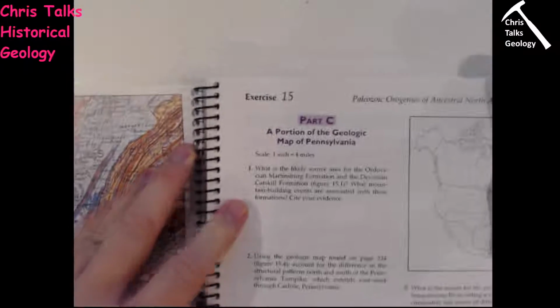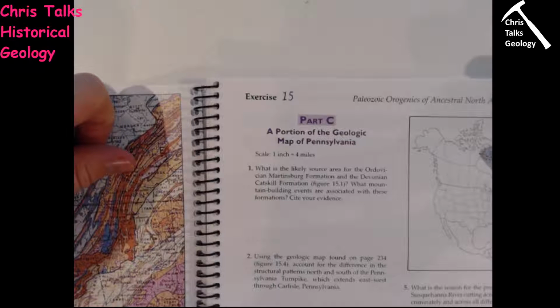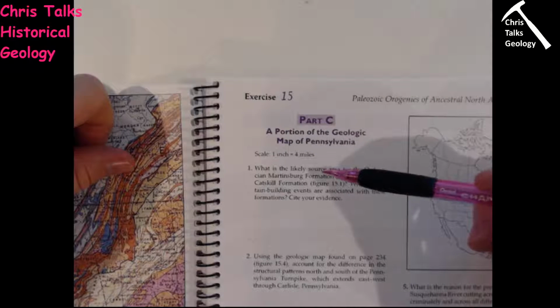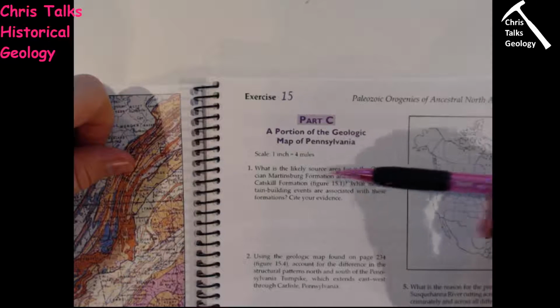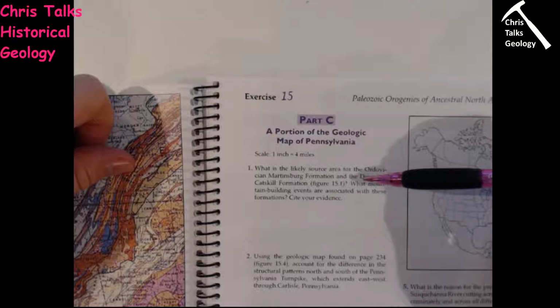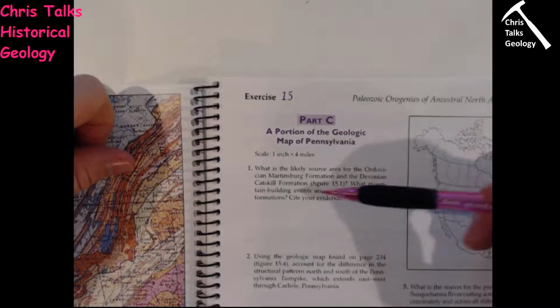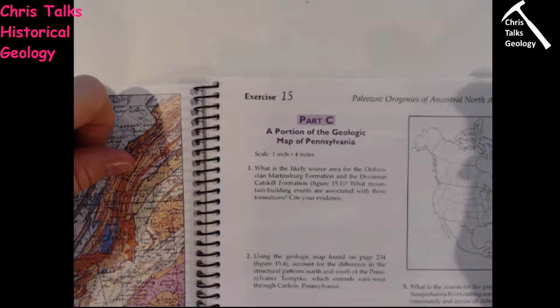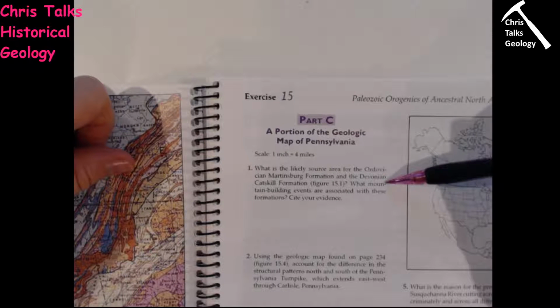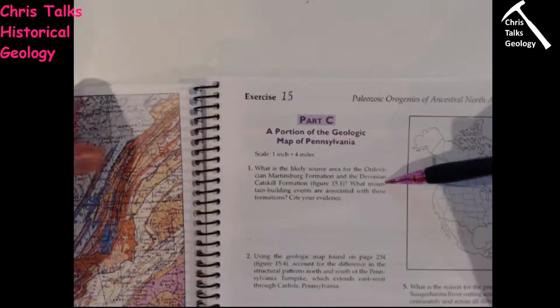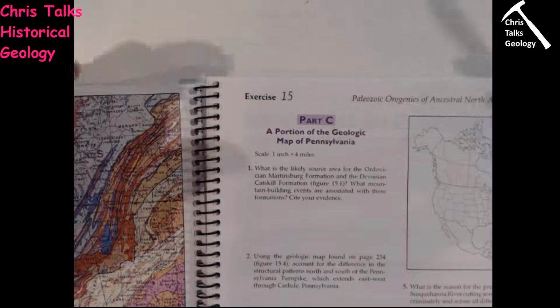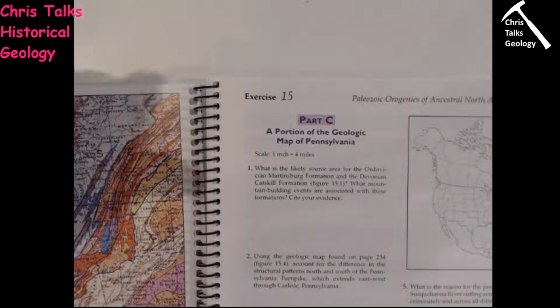Okay, so let's start. Question 1. What is the likely source area for the Ordovician Martinsberg Formation and the Devonian Catskill Formation in figure 15.1? What mountain building events are associated with these formations? Cite your evidence. So one of them is Ordovician and one of them is Devonian. We were just talking a second ago about which orogenies would be associated with those time frames.